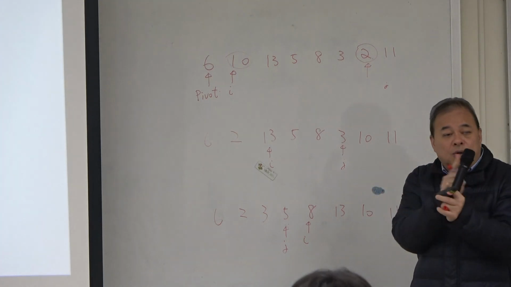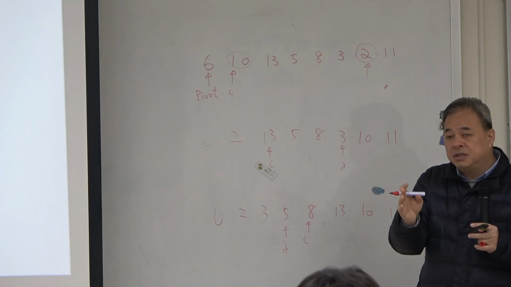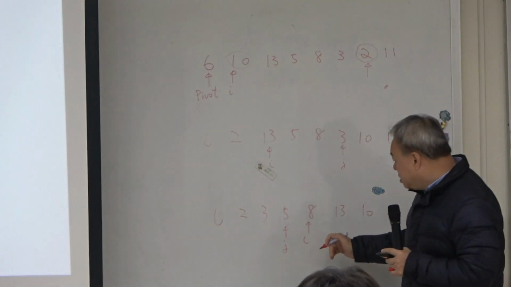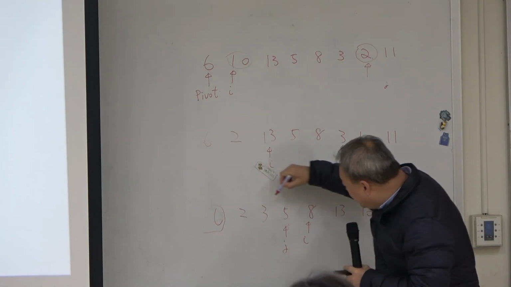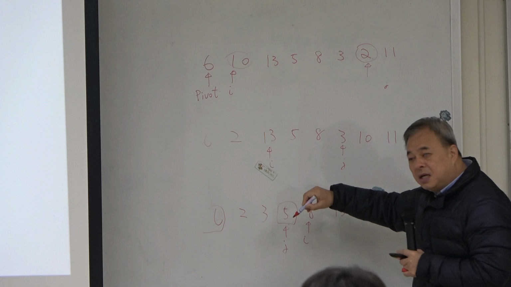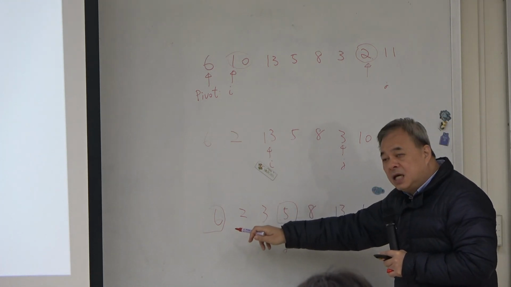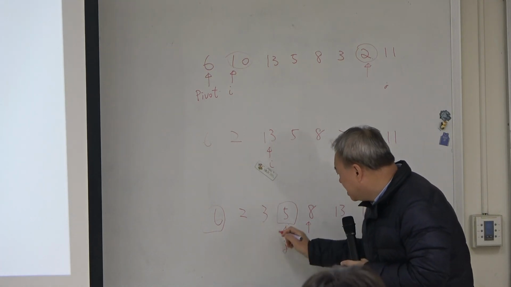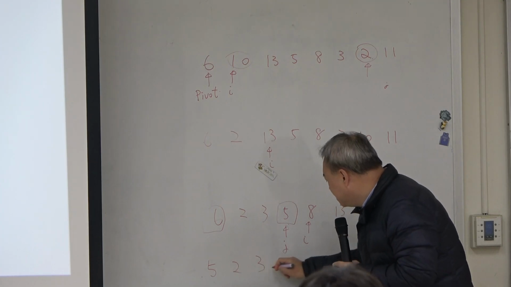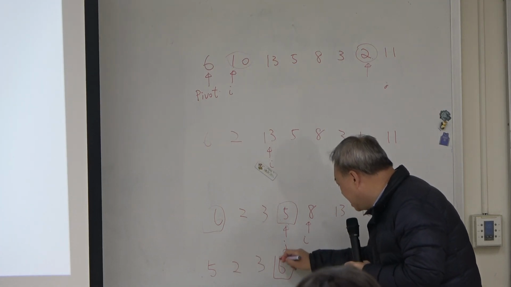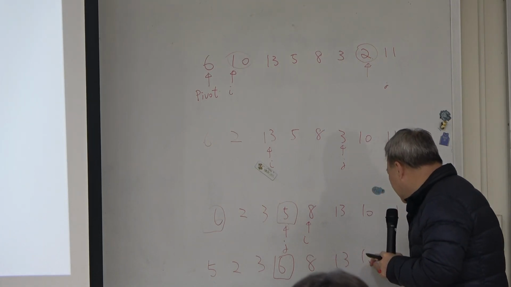When they go across each other, we stop. And then we swap 6 with 5, the last element that is smaller than 6. So it becomes 5, 2, 3, 6. So 6 is in its rightful place. 8, 13, 10, 11.